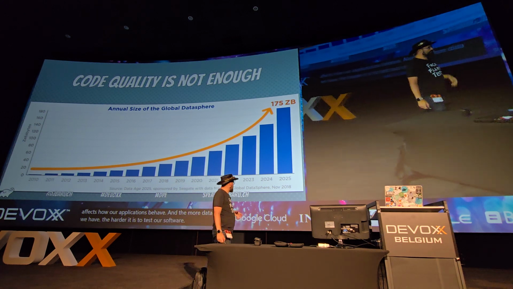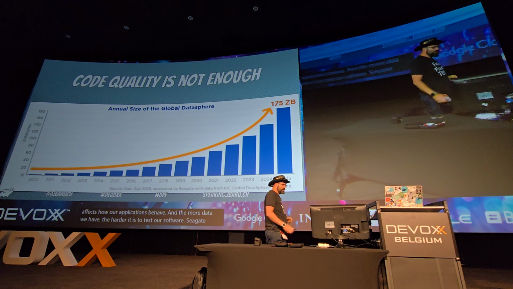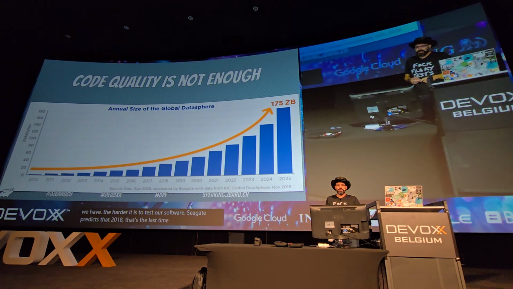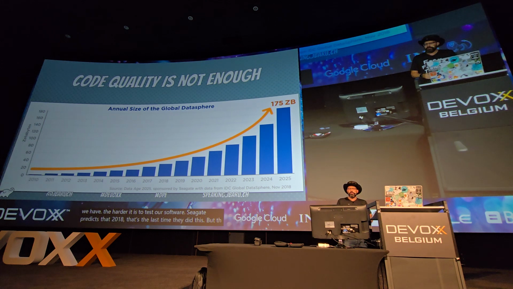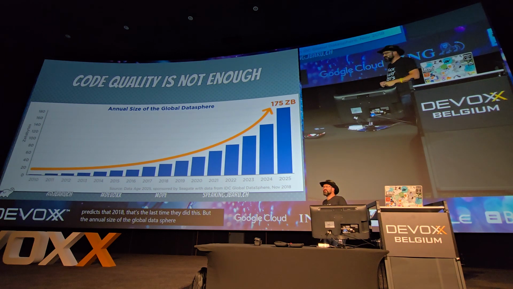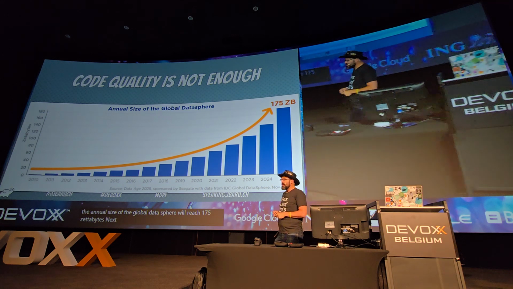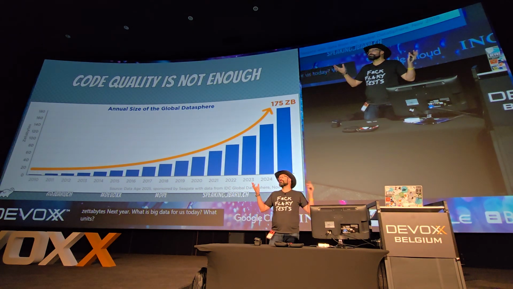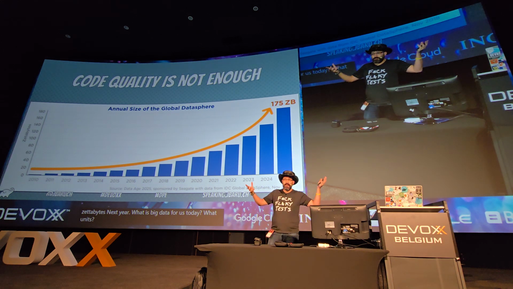Seagate predicted in 2018, that's the last time they did this, that the annual size of the global data sphere will reach 175 zettabytes next year. What is zettabytes? What is big data for us today? What units? Petabytes. Petabytes is like big data.